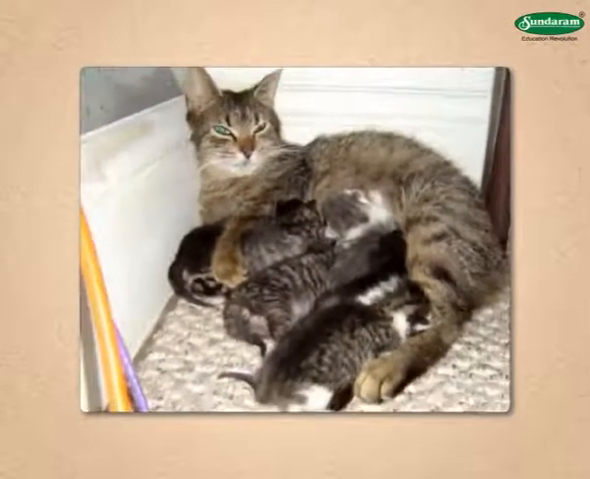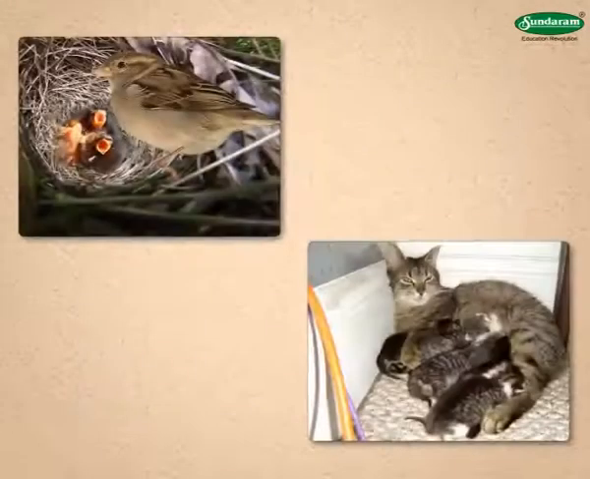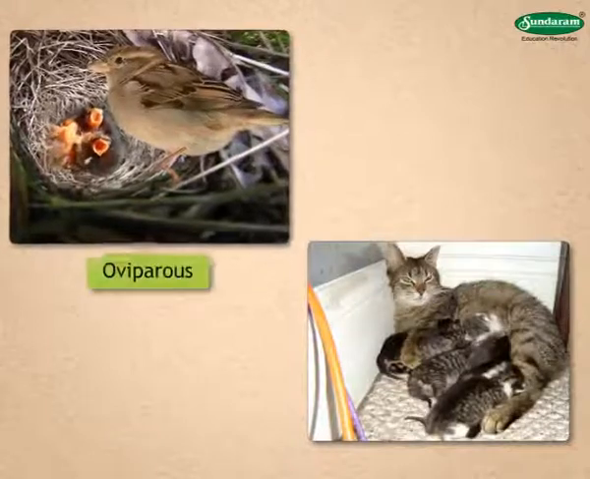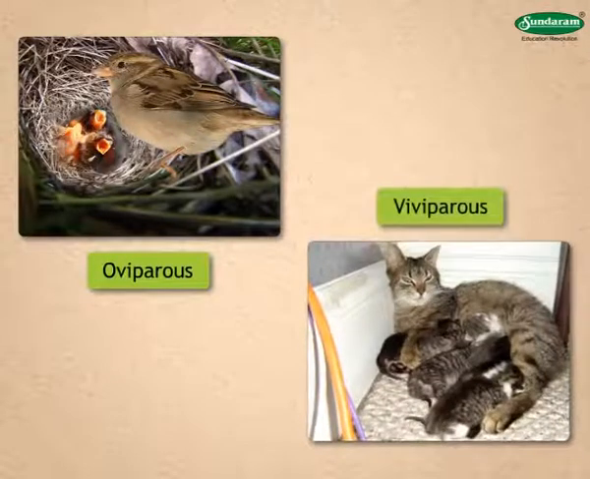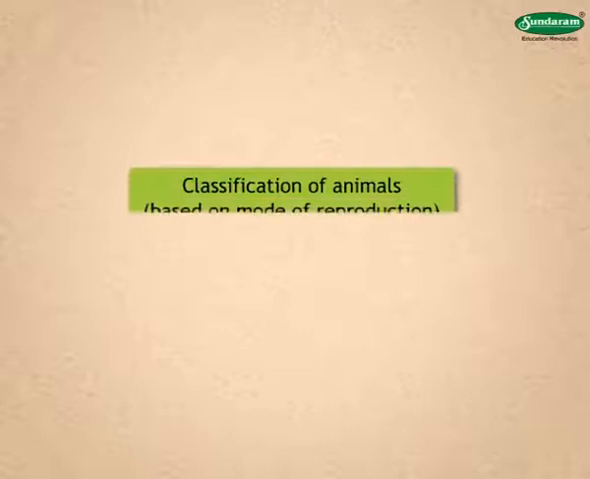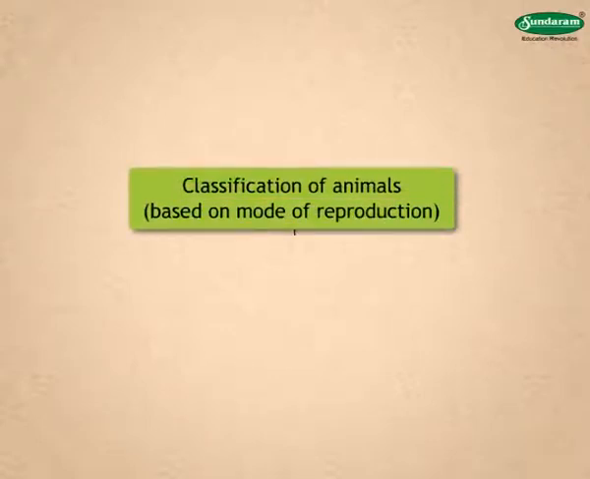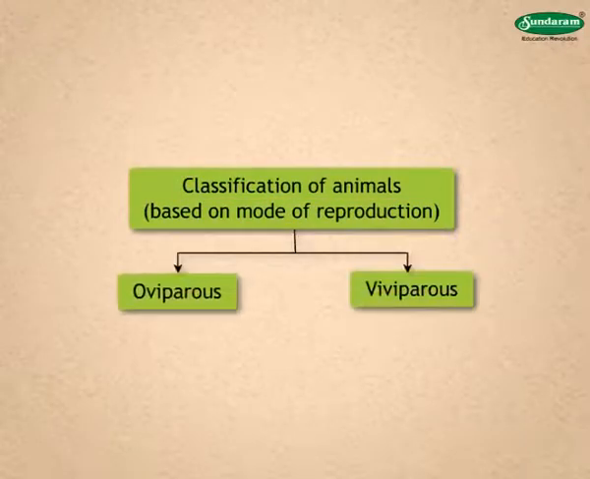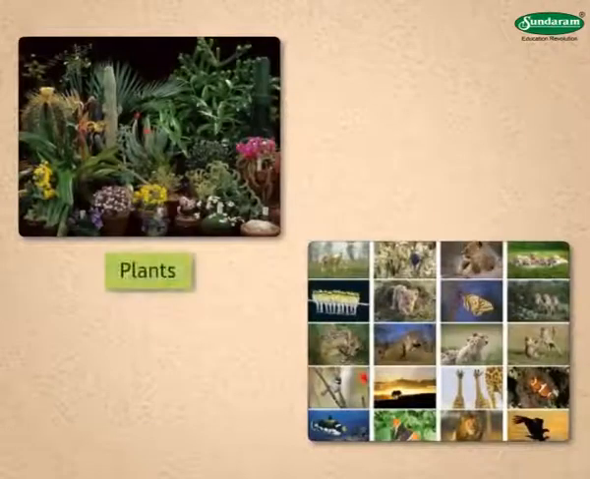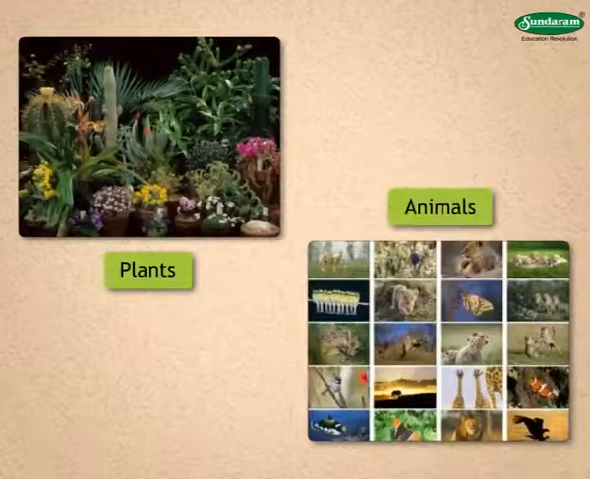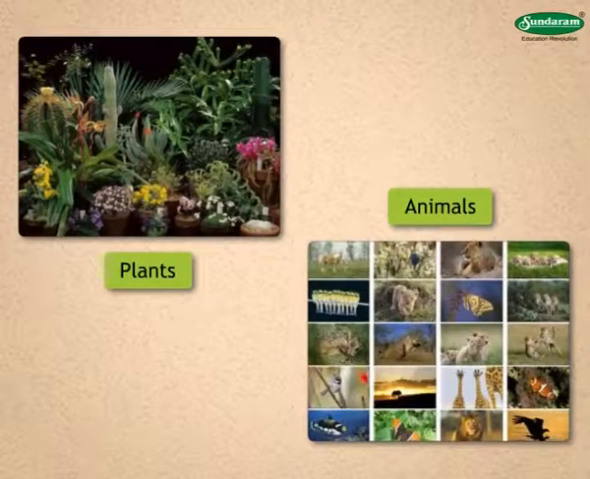Based on the mode of reproduction, animals may be classified into two types. Those that are hatched out of eggs, that is, oviparous animals, and those that give birth to young ones, that is, viviparous animals. Classification of animals based on mode of reproduction: oviparous, viviparous. Thus, we can remember plants and animals by classifying them in many different ways.